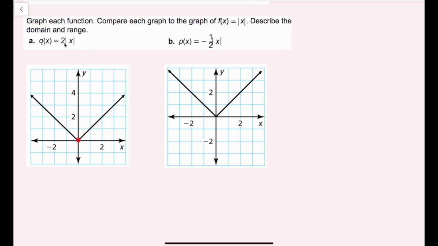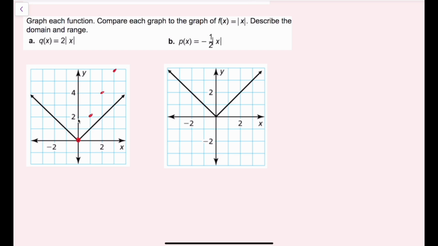And now I have this 2 on the outside of my function. Well, let's see what that 2 does. This 2 is going to be a vertical stretch of my graph. Another way to say this is my slope initially was going to be 1, just like this graph that's already drawn here. But now my slope is going to be 2. So instead of going up 1, right 1, up 1, right 1, I'm going to go up 2, right 1, up 2, right 1. And then over here, I'm going to go up 2, left 1, because going this way, it's going to be -2. So this is going to be my new graph here.